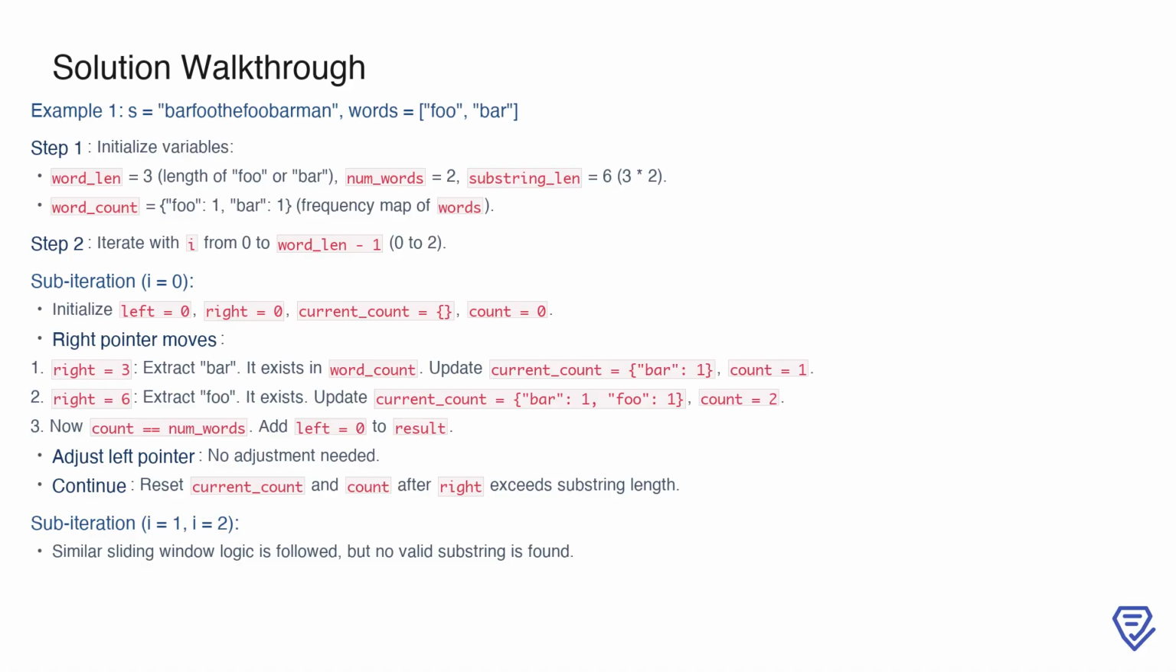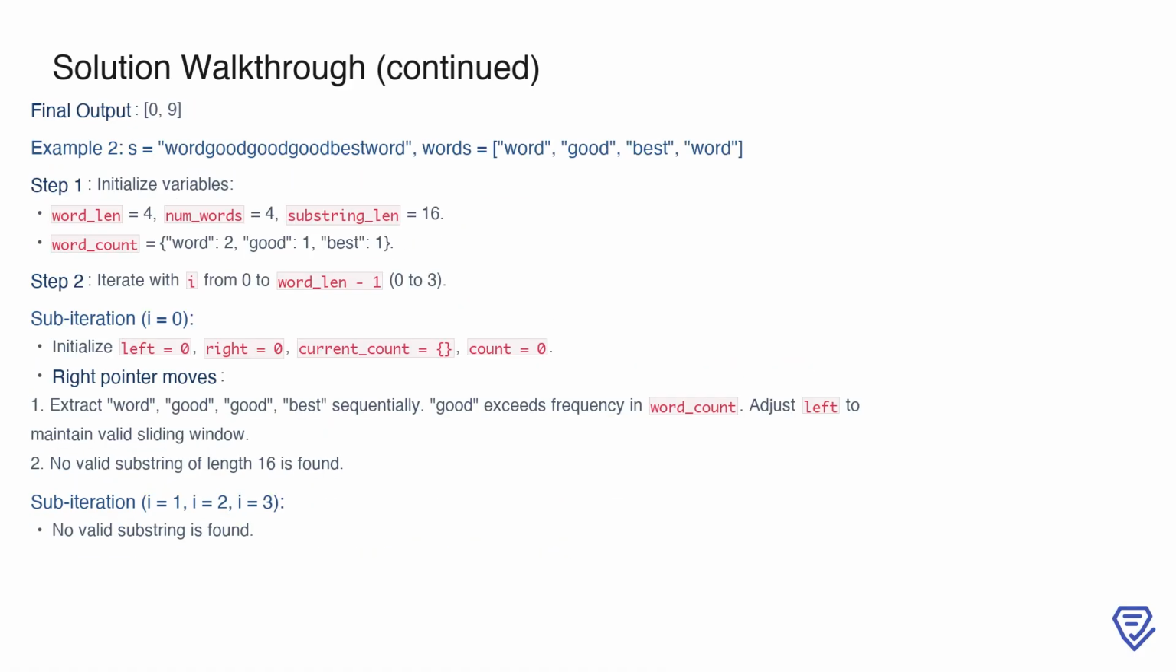After this, we reset current_count and count as we move beyond the substring length. For i equals 1 and i equals 2, the logic remains the same, but no valid substrings are found in those sub-iterations. The final result for example 1 is [0, 9], as we found valid substrings starting at indices 0 and 9.